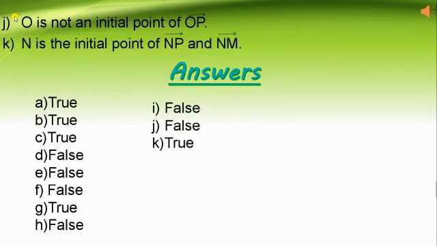Next statement is, O is not an initial point of OP. The name itself indicates that O is the initial point of ray OP. Hence, this statement is false. Then the last statement K. N is the initial point of NB and NM. It is clear that NB and NM have the same initial point N. So, this statement is true.